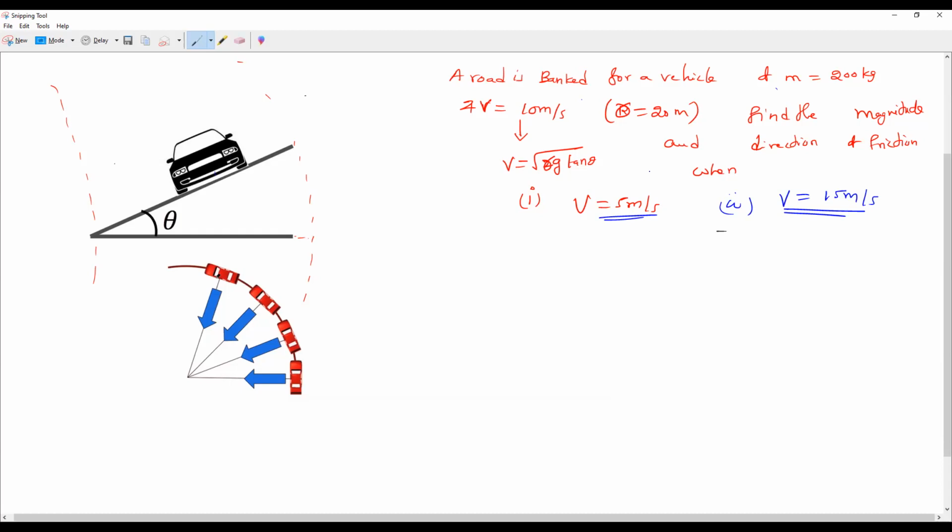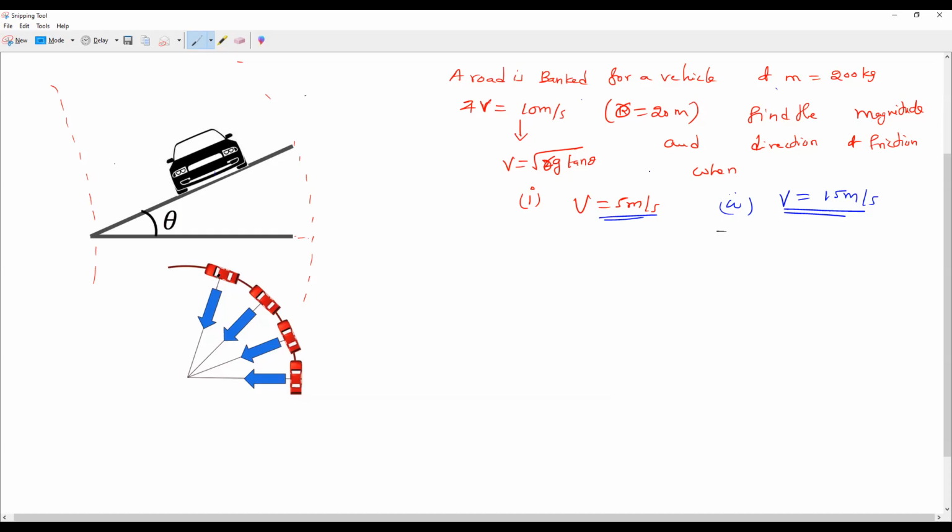Please keep it in mind. In the first case, what is the maximum velocity it can travel without skidding? V is equal to root of R G. How much is it? Check it. 10, am I right or wrong? Now they have given that one time it is less and another time it is more. So in the first case, let me take v less.